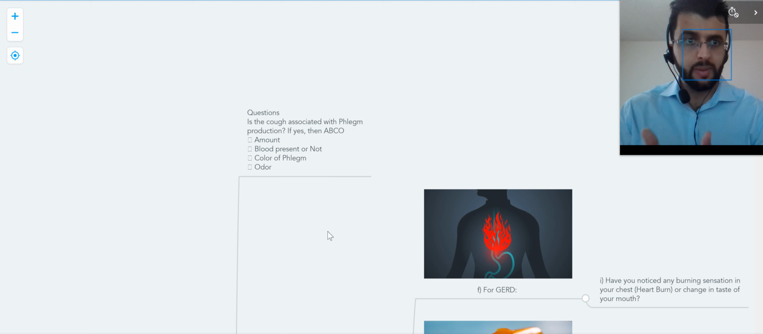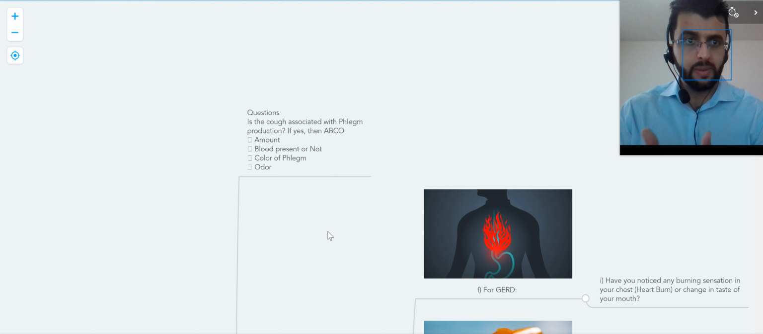Cough, we ask about when did it start and how long you've been having it, constant, intermittent, medical history, family history, social history. After that, we go to the differential diagnosis. We ask about something very important: is it a non-productive cough? Is it a productive bloody cough? Because it has different differentials. Is it a productive cough? Productive has different differentials, okay?